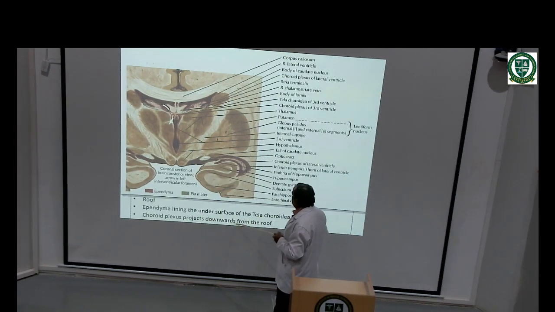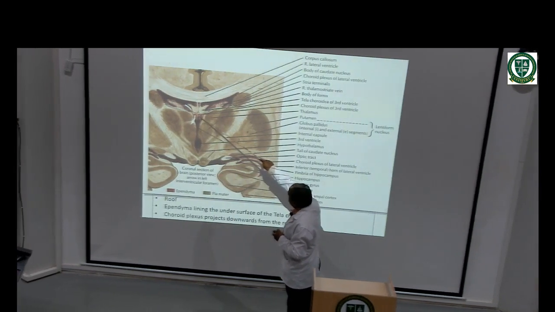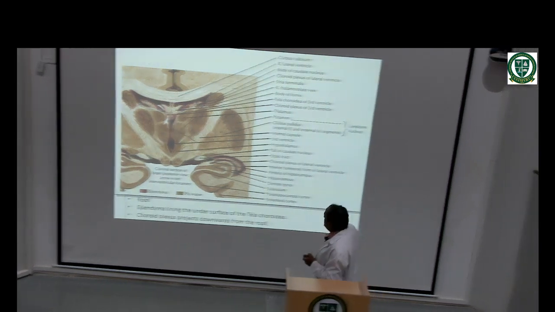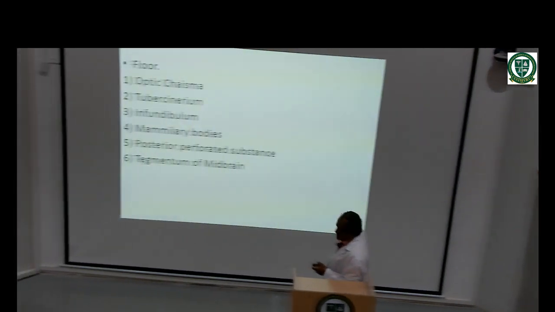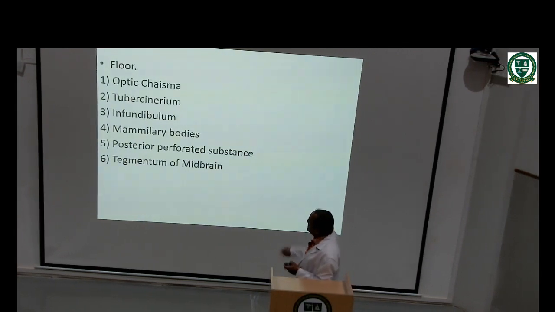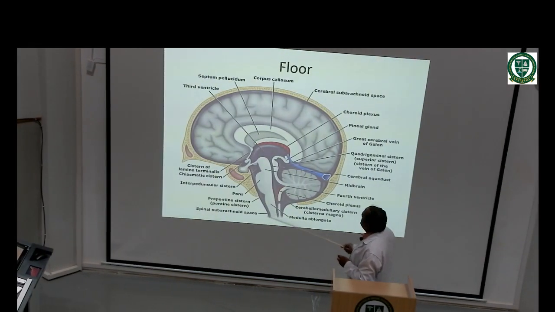Choroid plexus projects downwards from the roof. So this is choroid plexus. And next, coming to the floor of the third ventricle. So this is the third ventricle.